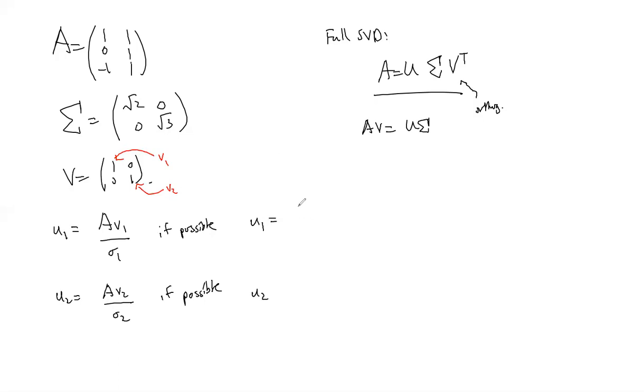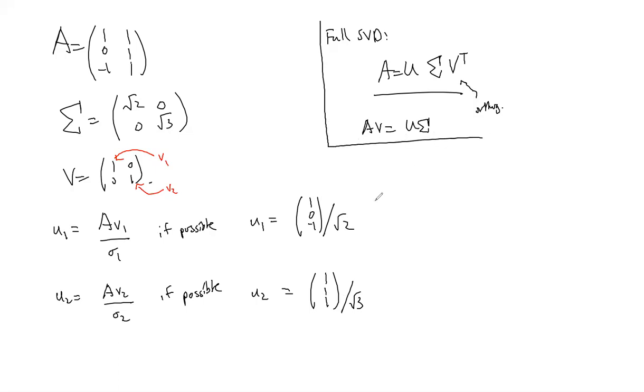This is 1, 0, negative 1 divided by square root of 2. This is 1, 1, 1 divided by square root of 3. And maybe someone can correct me, but for the SVD you went over in lecture, you just stopped here, right? So U was not a full orthogonal matrix. You just found these two vectors.